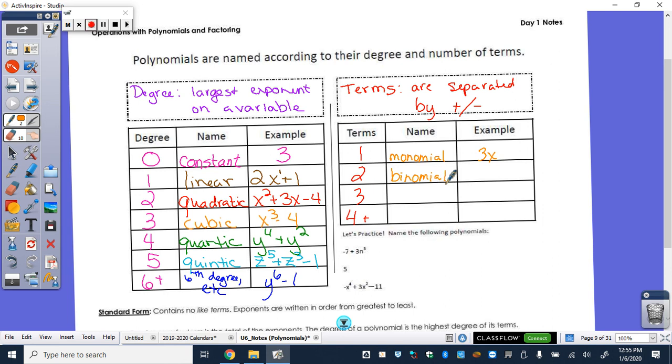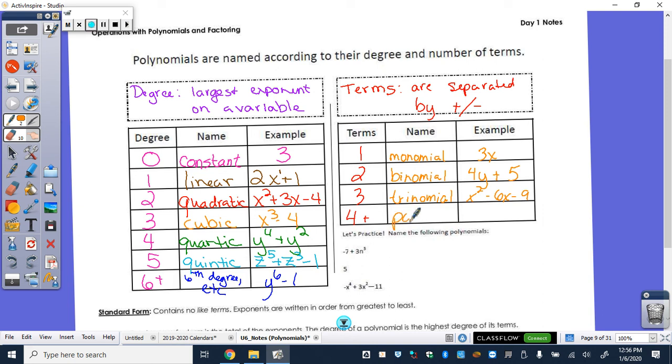Two terms is referred to as a binomial. So 4y and the 5 would be our two terms. They're separated by a plus sign there. 4y together make up the one term. 5 is our second term. Three terms is known as a trinomial. So for example, x squared minus 6x minus 9. x squared is one term, 6x is another term, 9 is a third term.